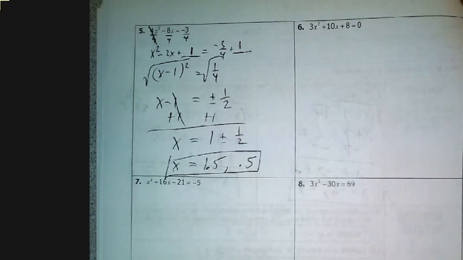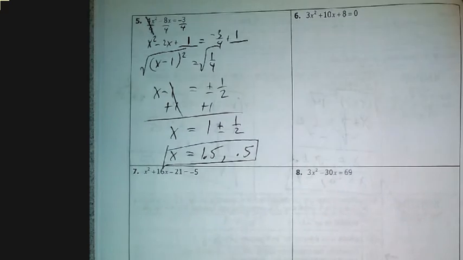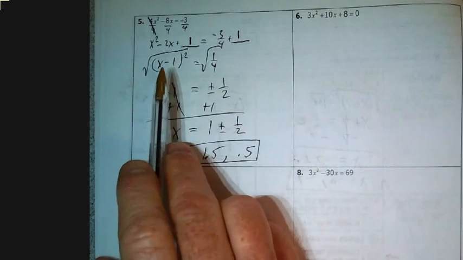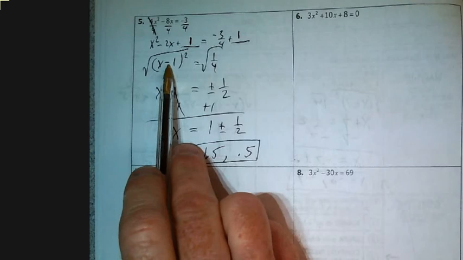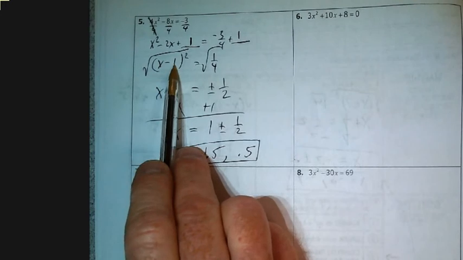Okay, let's continue. Yes. Okay. Right here? No, it's right here. It stays whatever this is. So if this is x minus 1, then this stays as x minus 1.